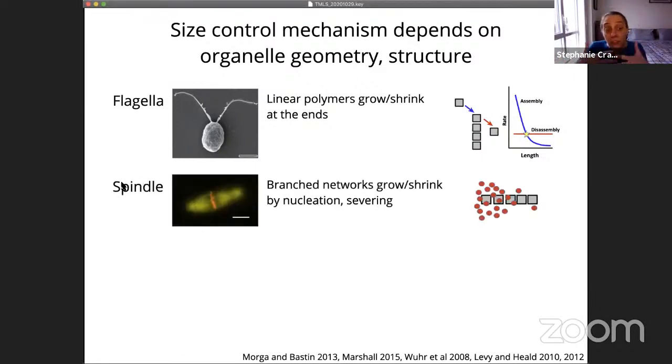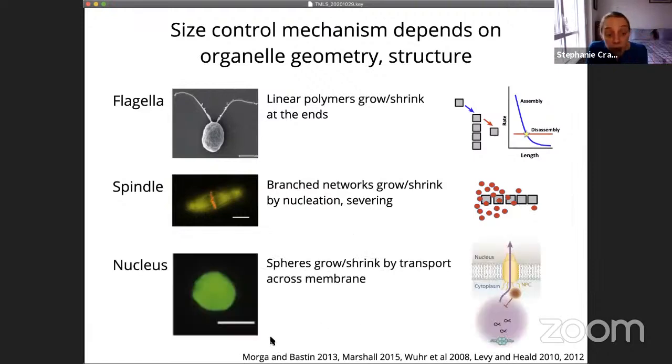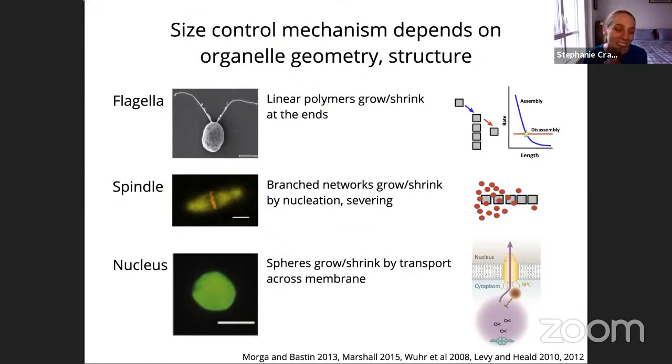controlled. We have the spindle, which is a branch network that can grow and shrink by different regulatory factors that nucleate or sever filaments. And this can be controlled by a gradient. And then the nucleus is membrane bound, and so it is controlled by import and export across a membrane. So these systems have been really well explored, still a lot of open questions as you guys highlighted.